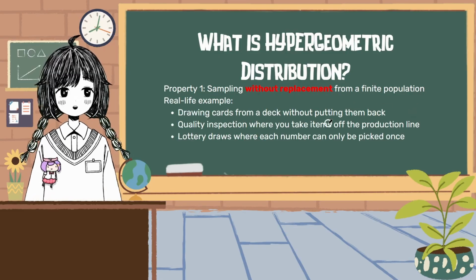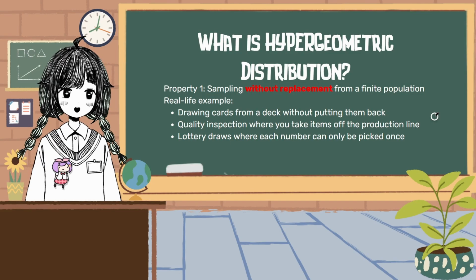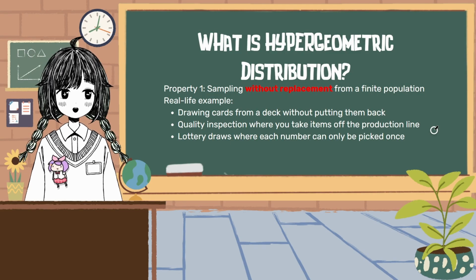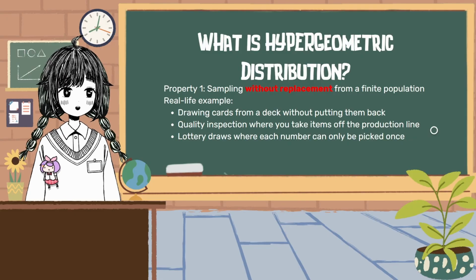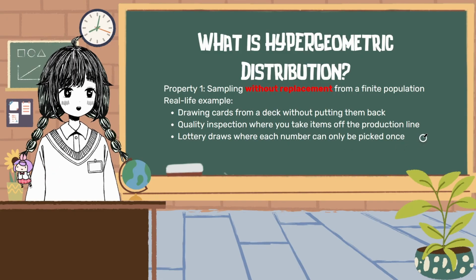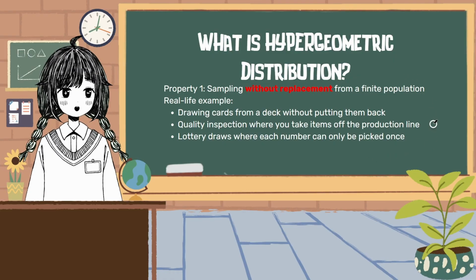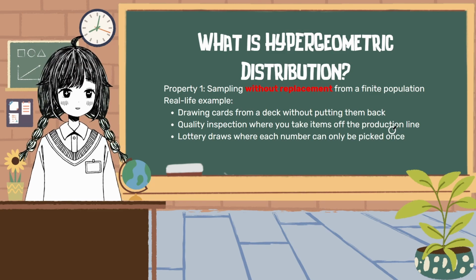So some of the examples provided are drawing cards from a deck without putting them back, quality inspection where you take items off the production line, and lottery draw where each number can only be picked once. I think you get the idea here. All of them are dependent.